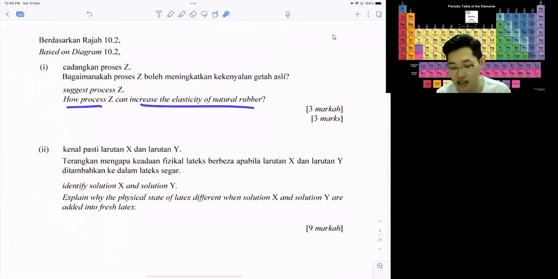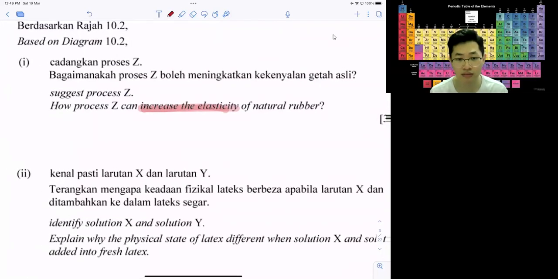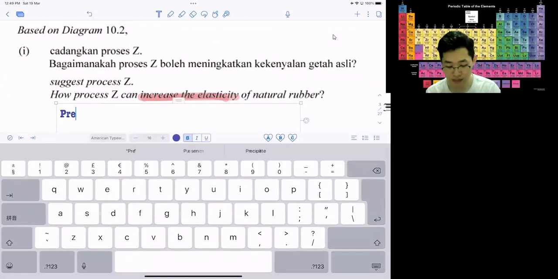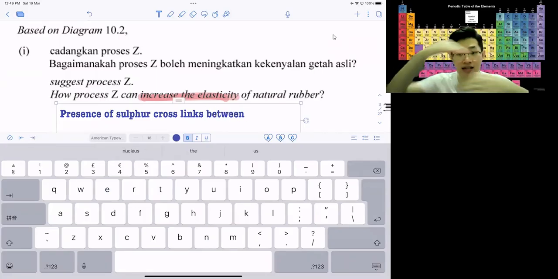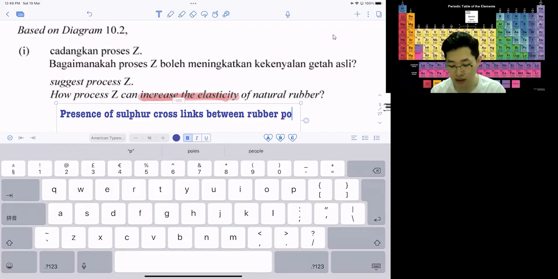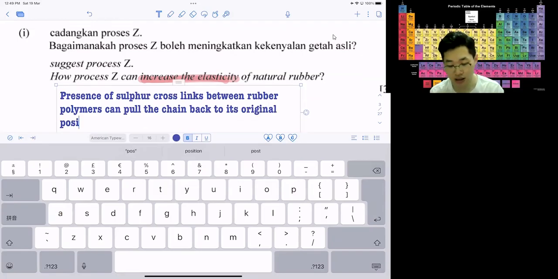Then state process Z. How can process Z increase the elasticity? They want you to explain. Why is it more elastic now after the vulcanization process? Because of the presence of sulfur cross-links between the rubber polymers, which can pull the chain back to its original position.